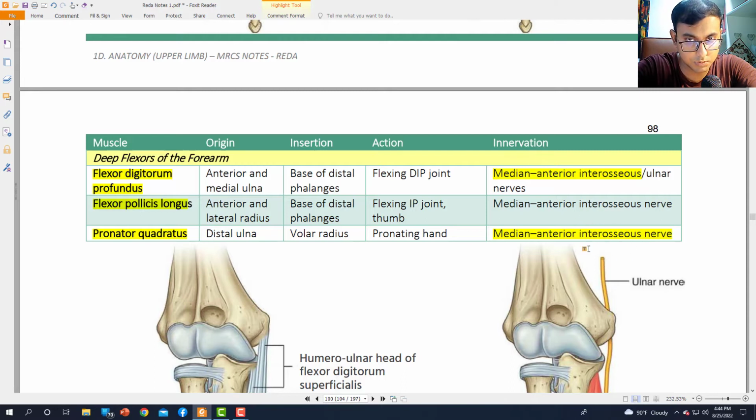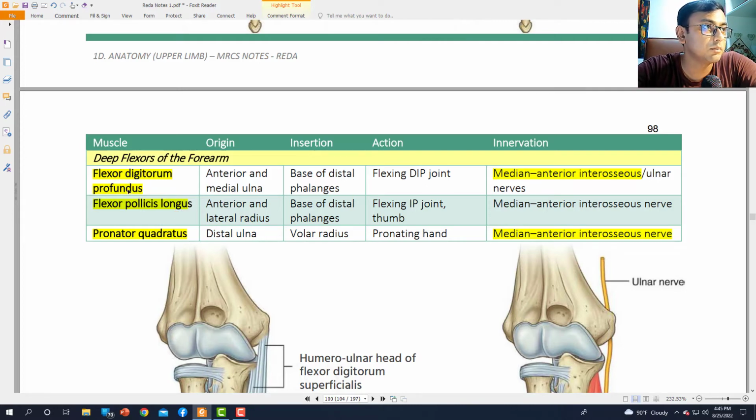Okay, just remember, median anterior interosseous nerve. Flexor pollicis longus. Pollicis means the thumb. So flexor pollicis longus, you can see, is present in the lateral aspect, which is supplied by the median nerve. That's why the anterior interosseous branch of the median nerve comes from the lateral one. That's why flexor pollicis longus is median nerve.